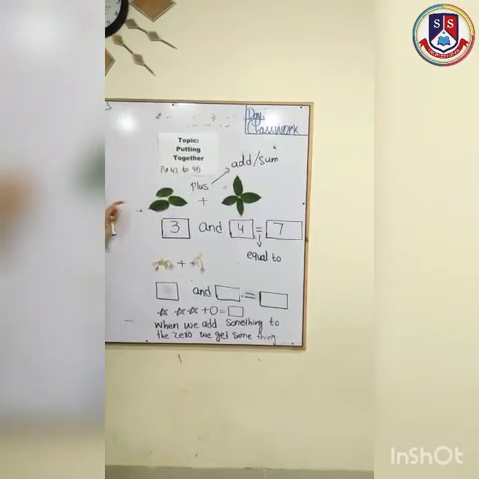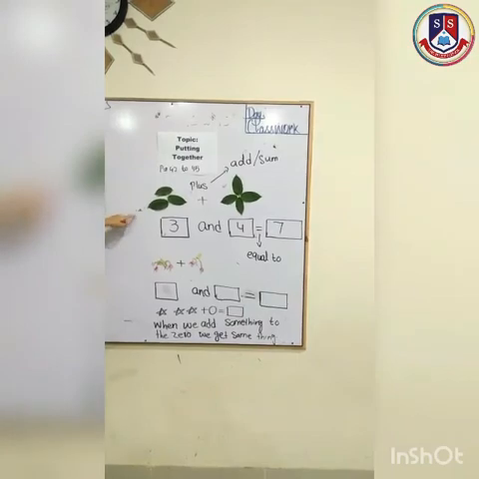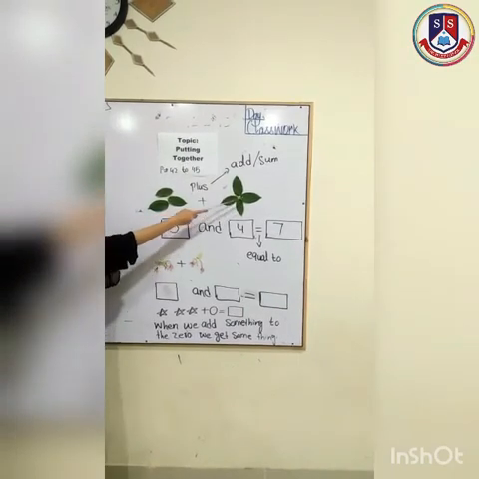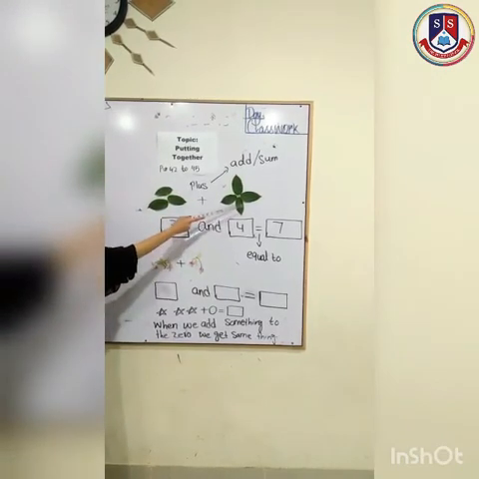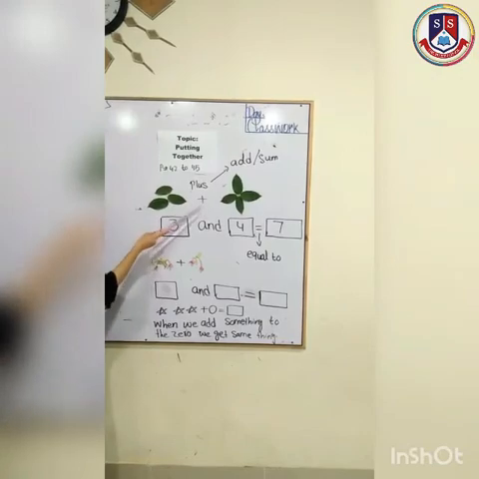This is the left side. And 1, 2, 3, 4. This is on the right side. 4 and 3. What is this?